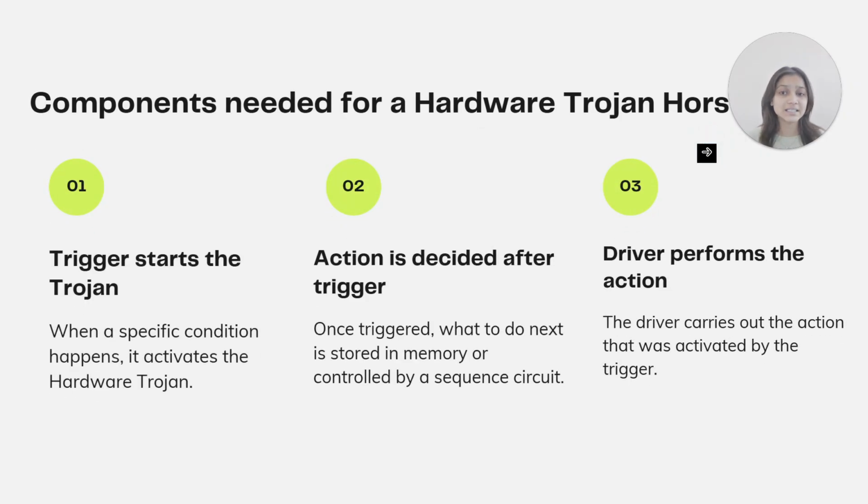Now we see the concept of a hardware Trojan horse. First, the trigger starts the Trojan. When a specific condition happens, it activates the hardware Trojan. Second, the action is decided after the trigger. Once triggered, what to do next is stored in the memory controlled by the sequential circuit. Third, the driver performs the action. The driver carries out the action that was activated by the trigger.